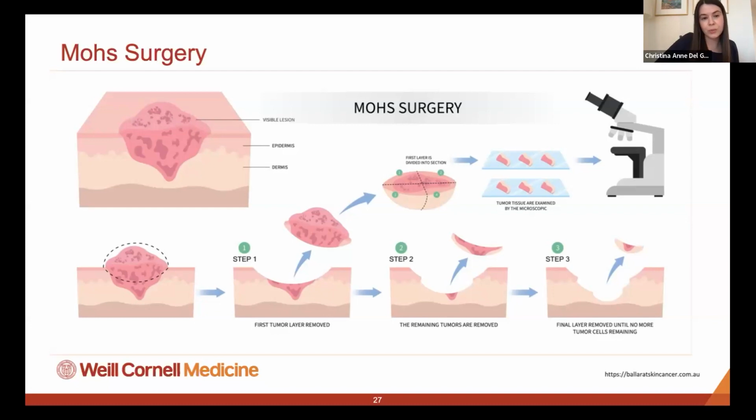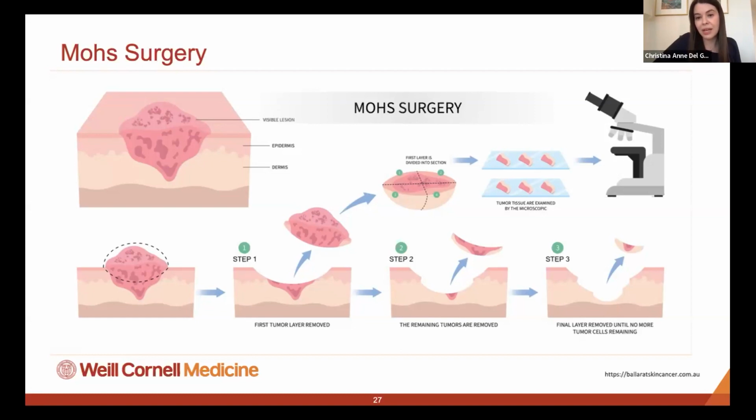So first, the dermatologic surgeon will numb the area. And you can see here, then after they numb the area, they'll remove the visible tumor that they can see. And then they process this tissue in an office lab. So there's an on-site lab where the tissue is processed, and then the surgeon is able to look at the tumor itself under the microscope and see if there's any remaining tumor left.